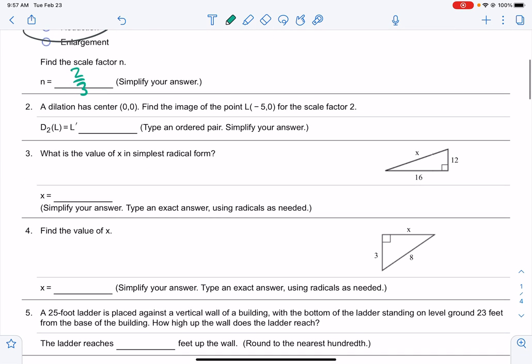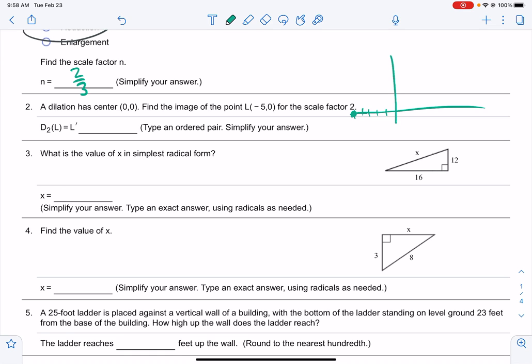Number 2, a dilation has center 0, 0. Find the image of the point L, -5, 0 for the scale factor 2. So the language of this one might be a little bit confusing. You have a point on the graph, -5, 0. So you're at -1, 2, 3, 4, 5. You're right here at -5, 0. And it's going to take that image and dilate it. And it wants to know, where is that new point going to be? This point that's at -5, 0, where's the new point going to be when I dilate my shape?